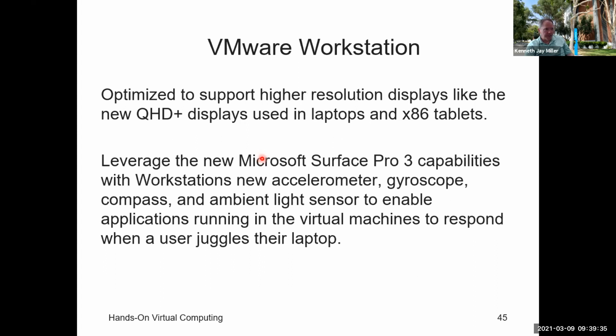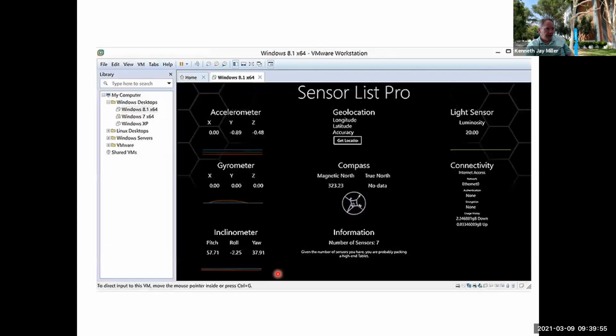So that's great. Optimized to support higher resolution displays and tablets. The Surface Pro capabilities like the accelerometer, gyroscope, compass, and ambient light sensor all will work within your virtual machine just as they would on your actual tablet. And here's the Windows 8 with the sensors enabled. So you can go into the settings and modify these capabilities within a virtual machine.